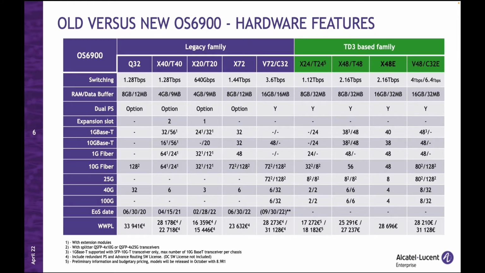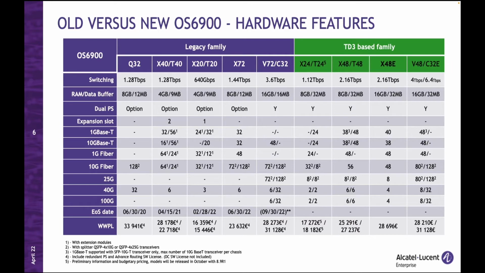Please note that you still have a limitation on the number of 10 gig base T transceivers you can insert in X48 or X24 due to the extra heat and power consumption of the copper transceivers. So I think it's the only limitation we can see on this slide. All the other features are the same, except that the newer models come by default with a dual power supply. With the older ones, you were obliged to purchase a backup power supply to have a fully redundant switch. So the price of the old models mentioned at the bottom of the slide includes the backup power supply to have a fair comparison with the newer models.